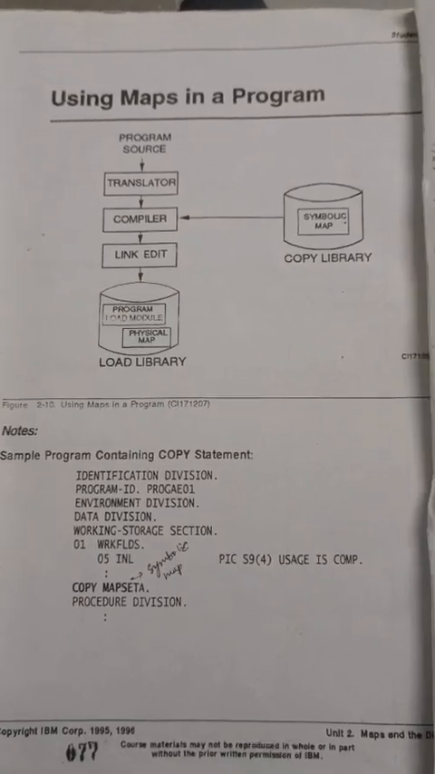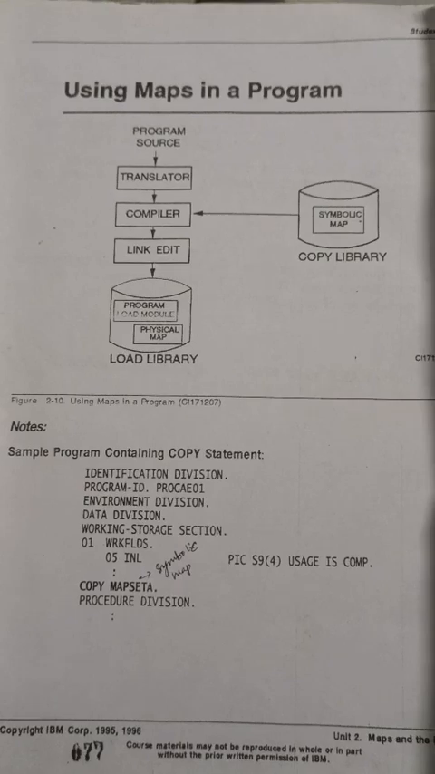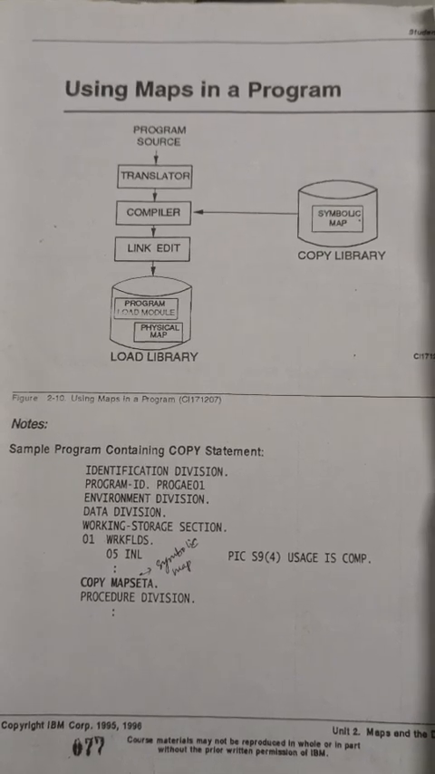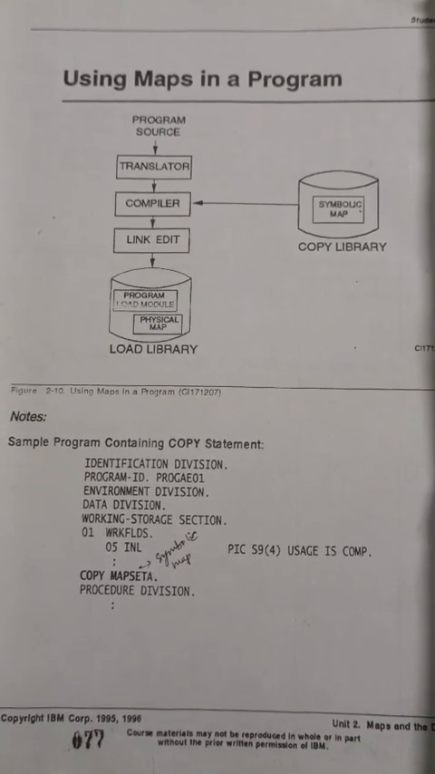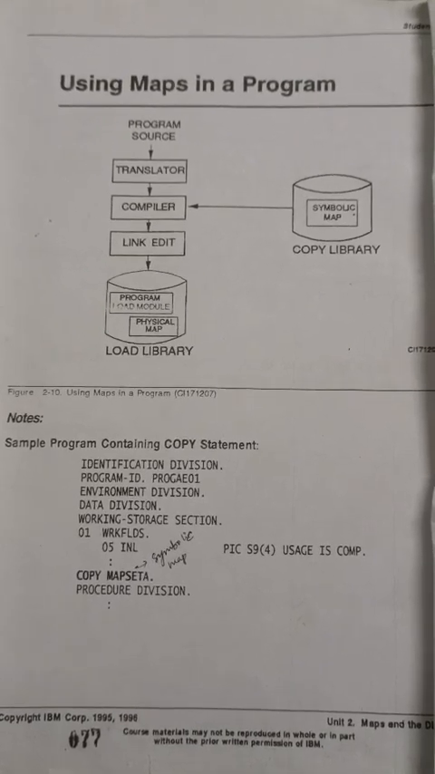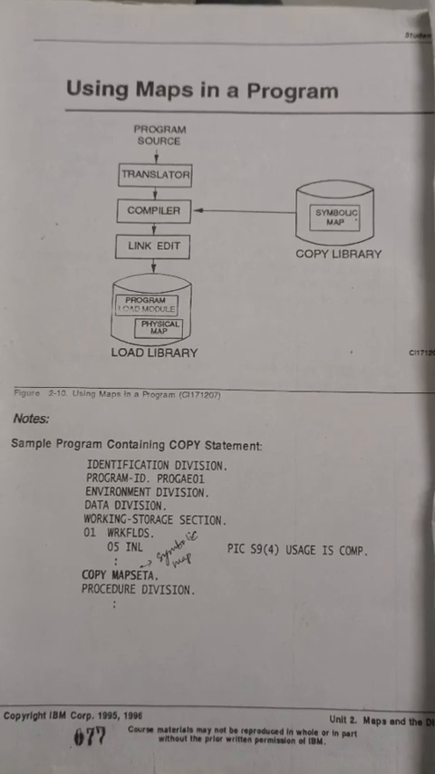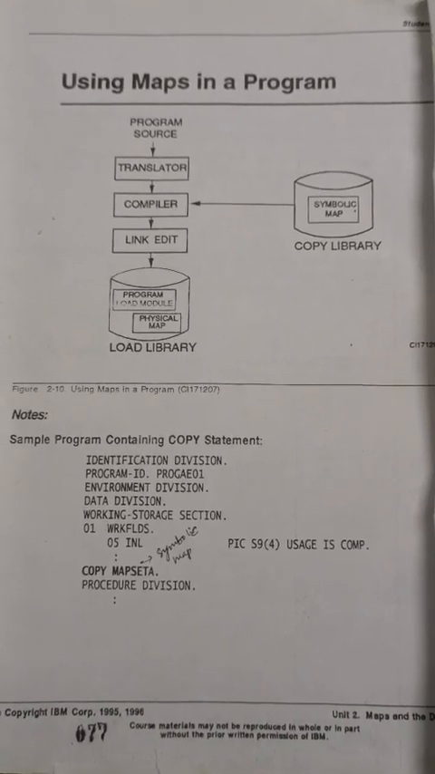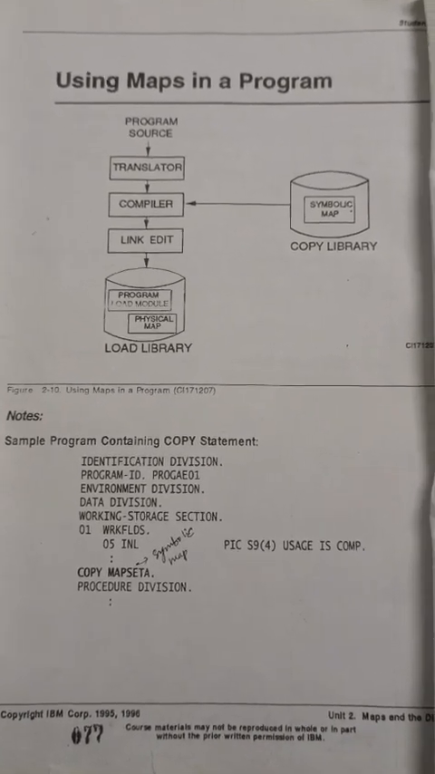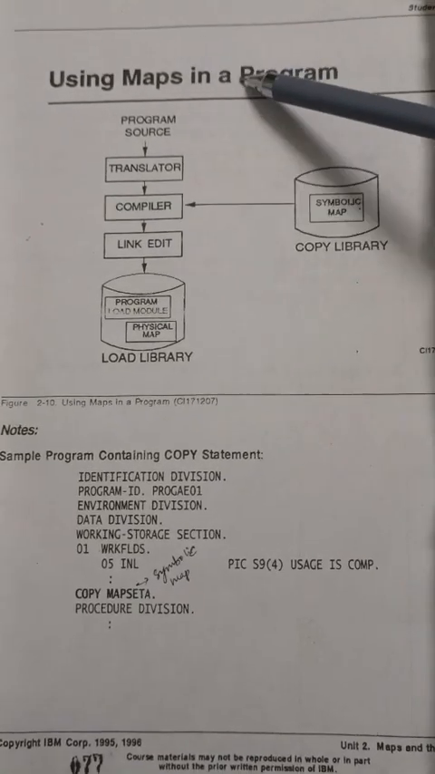Hello friends, this is CICS part number 4. Yesterday we discussed how to create a physical map by using BMS macros, like the utility SDF tool and the ISPF panel. Today we will discuss how to create the symbolic map using the physical map, and how the map is used in the program.